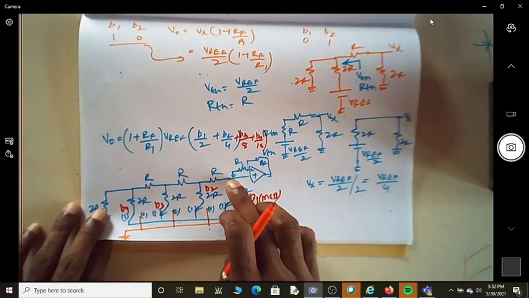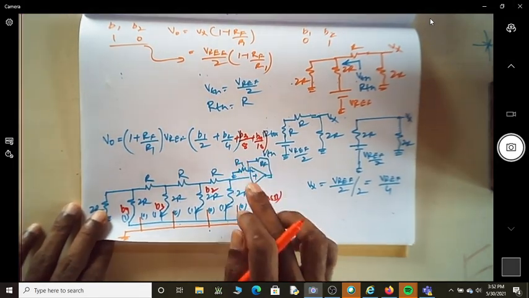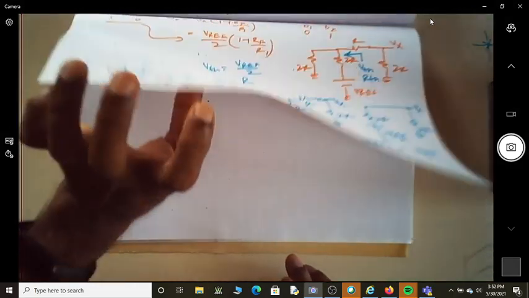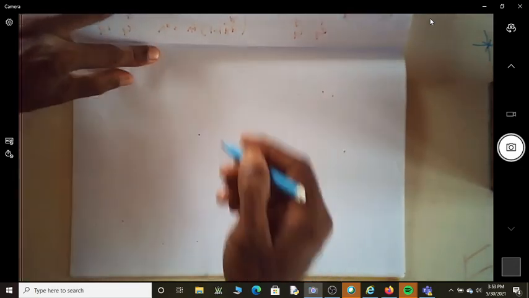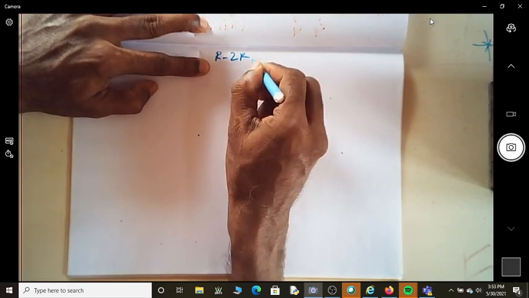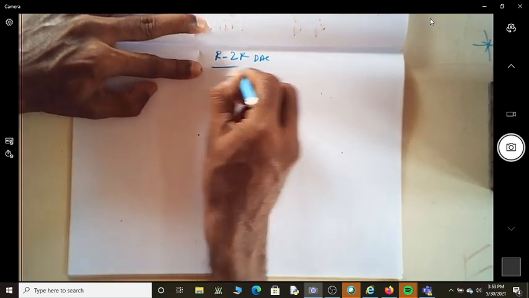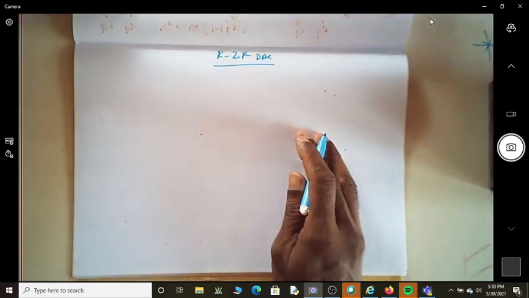Here whatever you are getting is a voltage Vx, which is then multiplied by the gain of the amplifier. So let us see one more circuit where we have almost a similar type of analysis, but let us see one more implementation of R2R. This is again an R2R DAC circuit. So let me just rewrite the same circuit here.